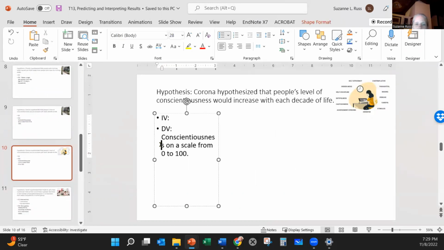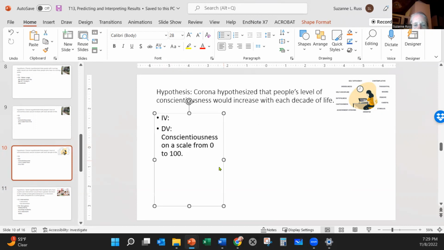You'd be looking at a line graph. And so let's go ahead. I'm not sure what happened there. This is a little bit too small. Let's go ahead and see what that would look like. The hypothesis here is that Corona hypothesized that people's level of conscientiousness would increase with each decade of life. So that people would become more conscientious as they got older in years.